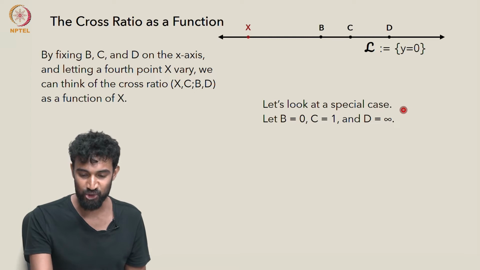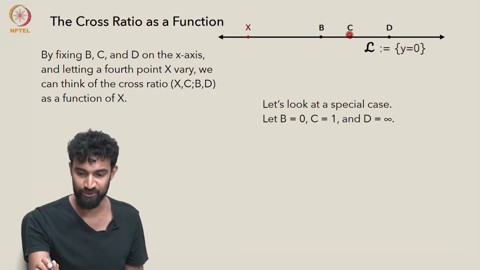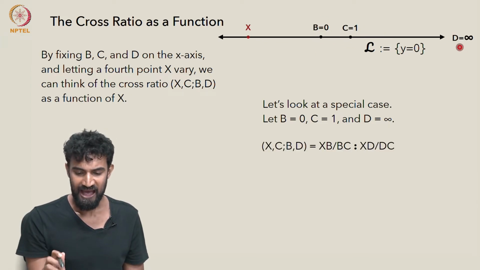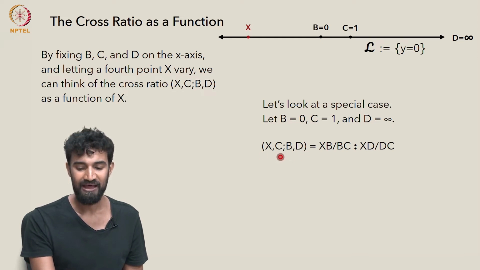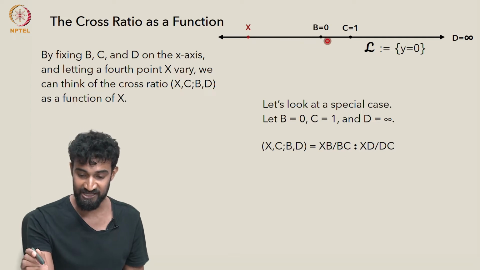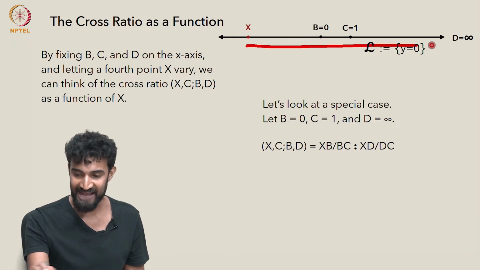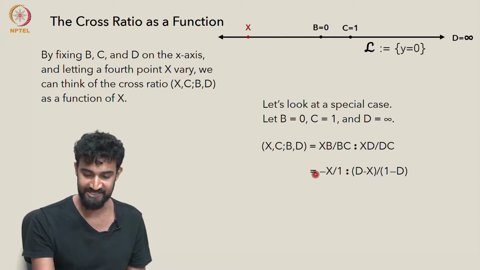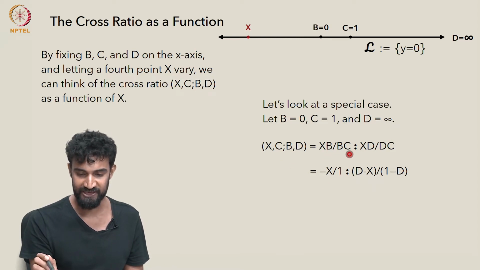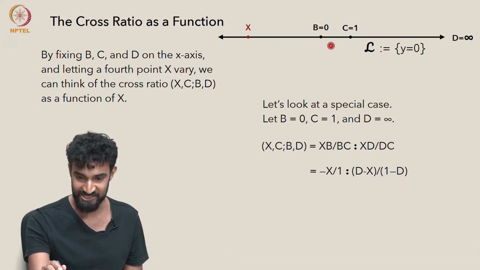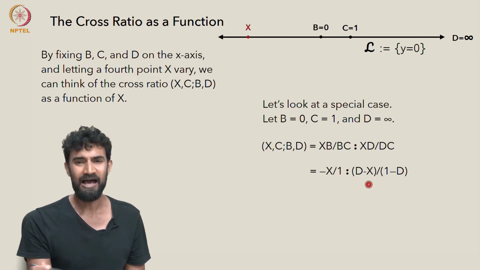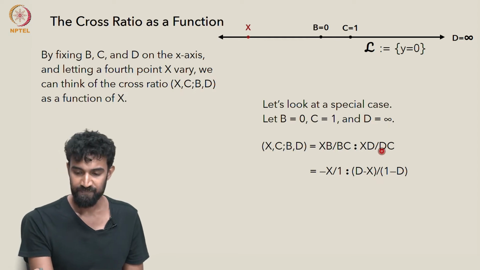So let's look at a special case first. Let's let b equal 0, c equal 1, and d equal infinity. So b is 0, c is 1, and d is infinity. And in this case, if I just write out the definition, the cross ratio (x, c; b, d) is xb over bc all over xd over dc. What is that equal to? Well, xb is just 0 minus x, that's negative x. bc is just 1 minus 0, that's 1. That's over xd, that's d minus x. I won't write the infinity yet, but rather I'll take a limit in a second. And finally, dc is 1 minus d.